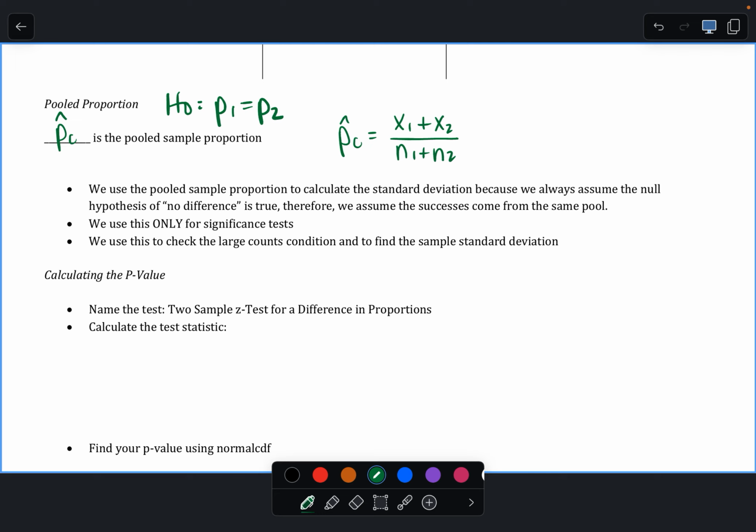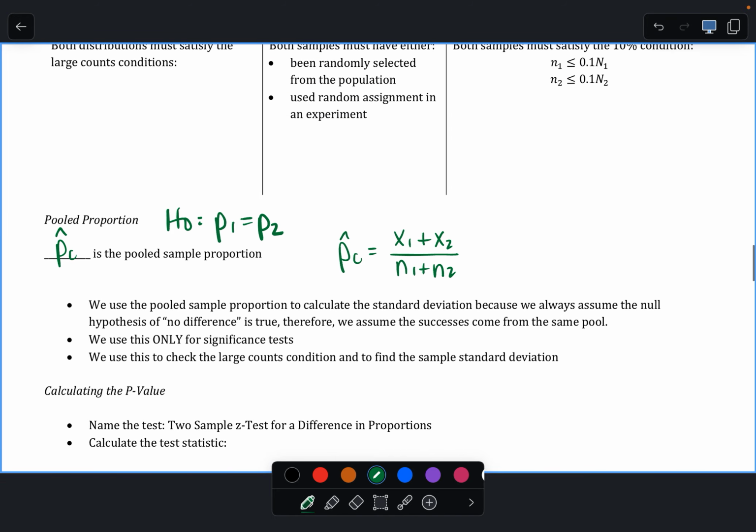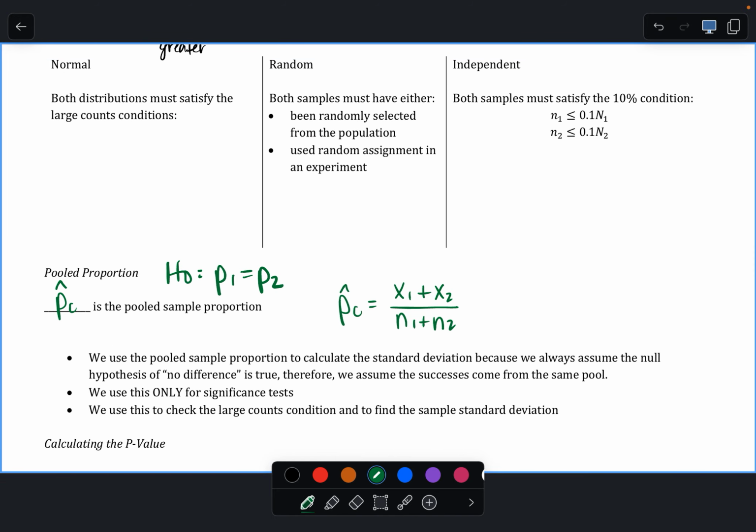So we are going to calculate a couple of things based on that. Random and independent do not change, but when we check large counts, remember, again, with the assumption that the null is true, we have to do it based on this combined proportion. So we check all four things using PC hat.